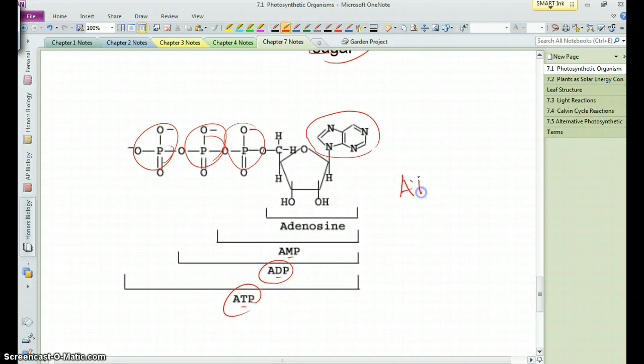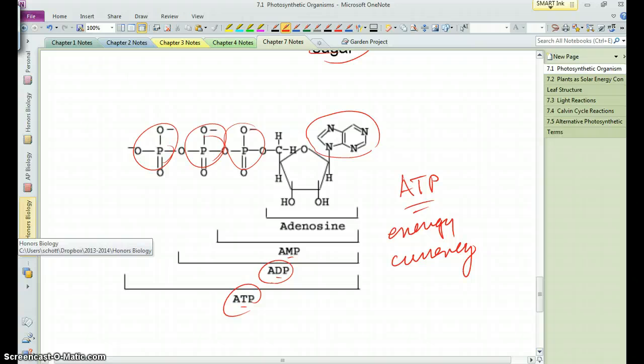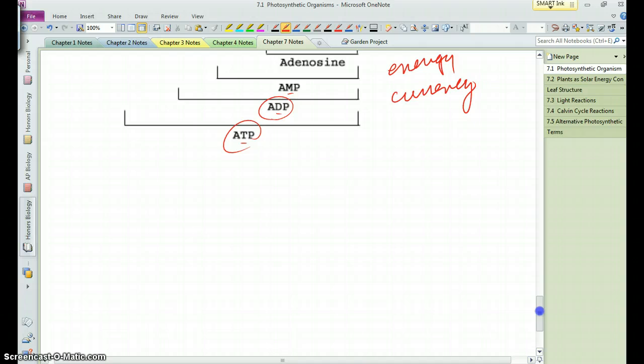ATP is essentially a molecule that is sometimes described as the energy currency of living things. By adding on or removing phosphate groups, you either gain or lose energy. So ATP is in a higher energy state compared to ADP. Okay, more about that later.